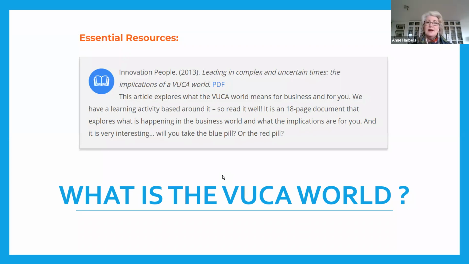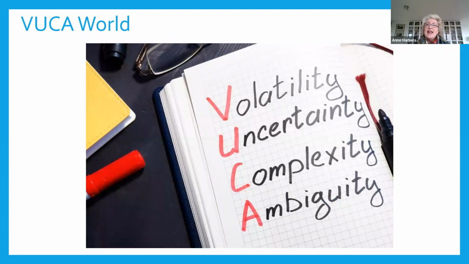So what is VUCA? In your essential resources in module 4.2, there's this excellent article by Innovation People, which talks about VUCA. It's a really good article, and it's very, very important that you read it as related to this module. VUCA stands for volatility, uncertainty, complexity, and ambiguity.